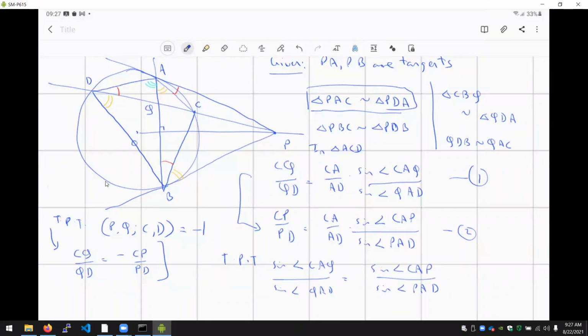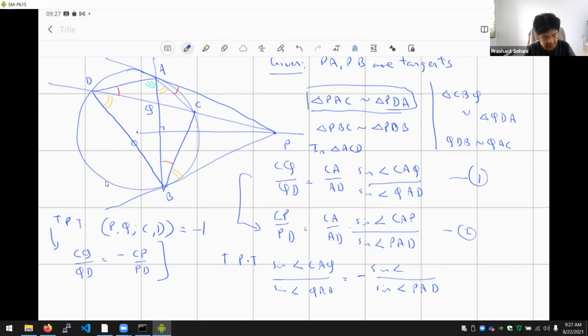Then the RHS should be negative. Oh yes, RHS should be negative. Okay, so let me just fix the RHS negative part by flipping one of the signs. So instead of writing sine of angle CAP, I'll write PAC. Okay, so then that will fix the negative sign. So now I can talk about positive angles. Okay, so yeah, we have made some progress, but we still have to figure out how to prove this quantity.